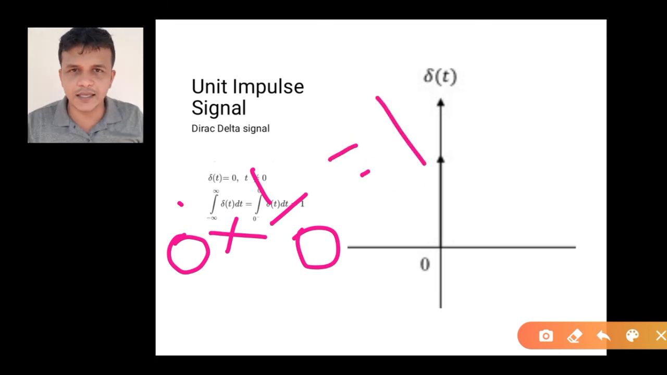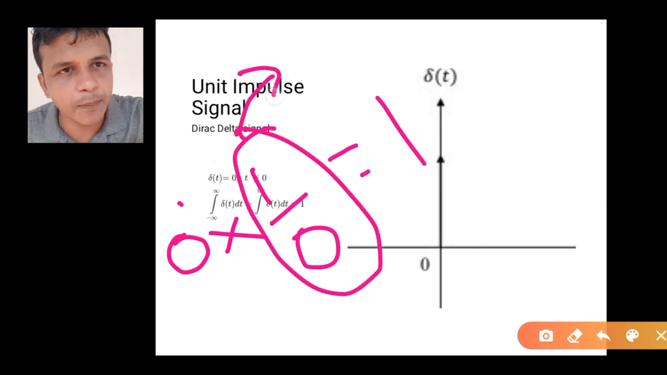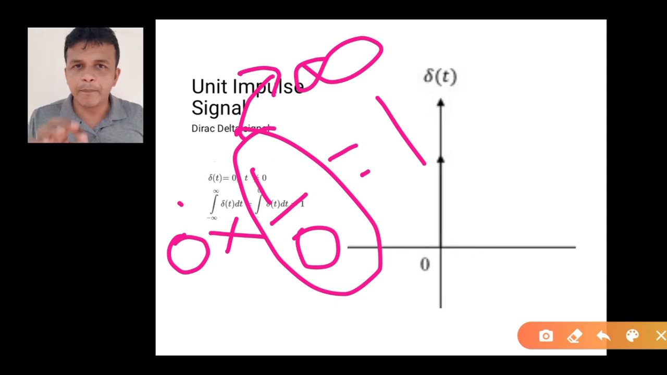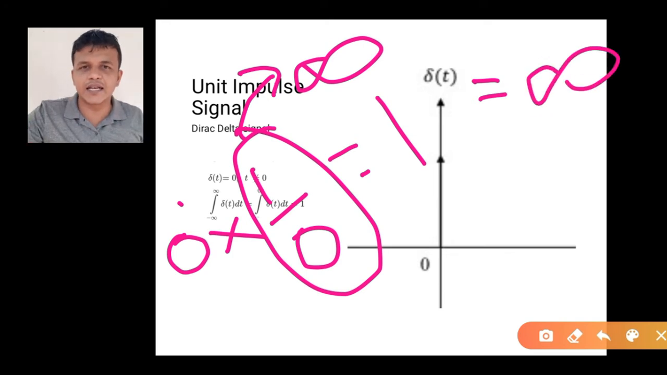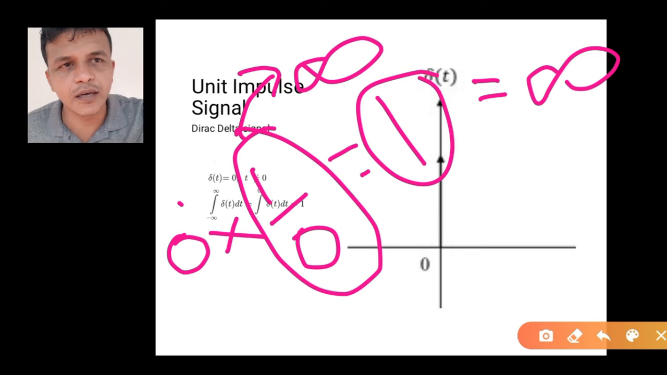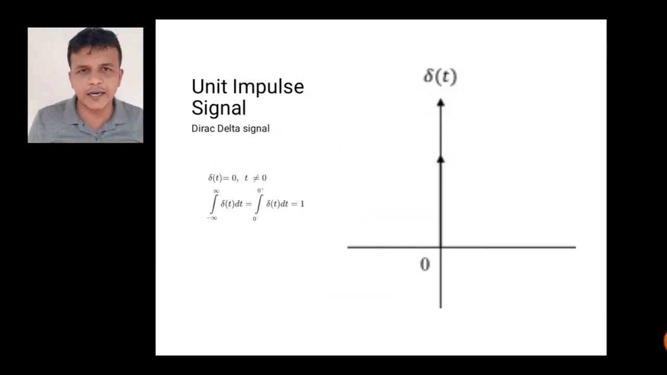0 into 1 by 0, the amplitude, sorry, the area under that curve will be 1, and 1 by 0 is nothing but the amplitude, infinity. By this we can conclude that the amplitude of the impulse signal del of t is infinity, whereas the area under the curve is 1. So that is why we call this the unit impulse signal.